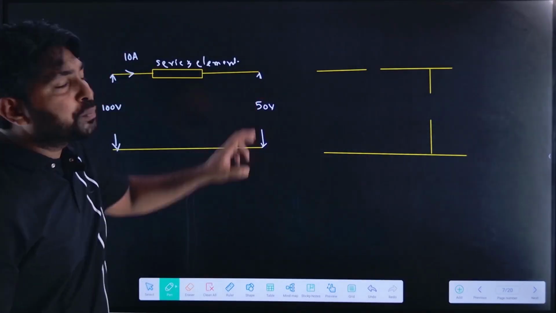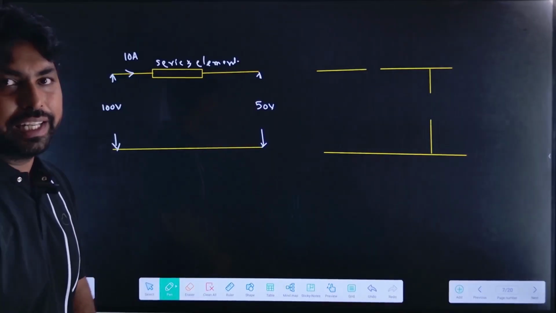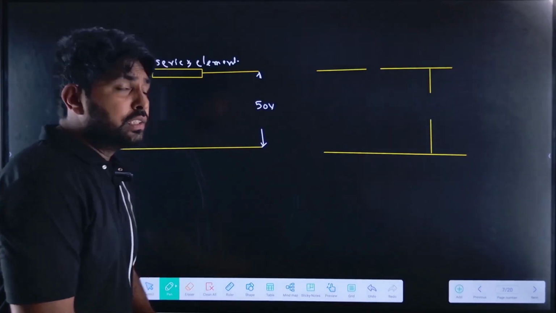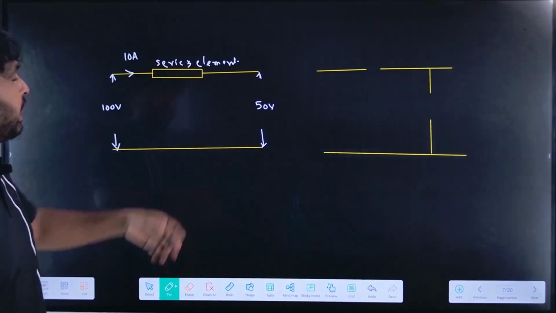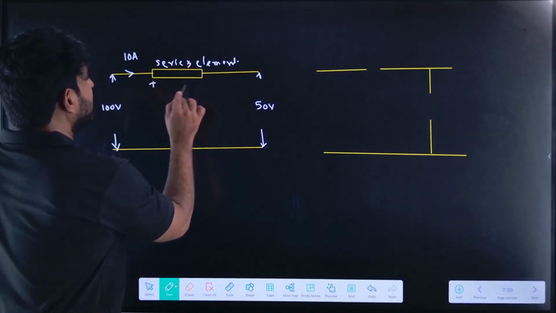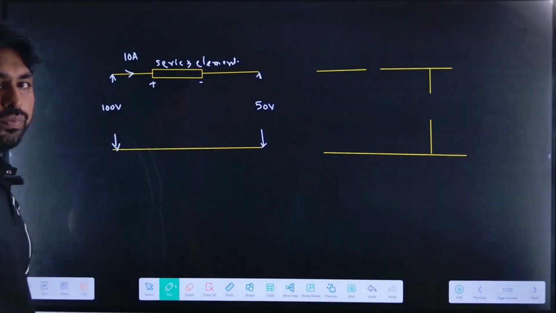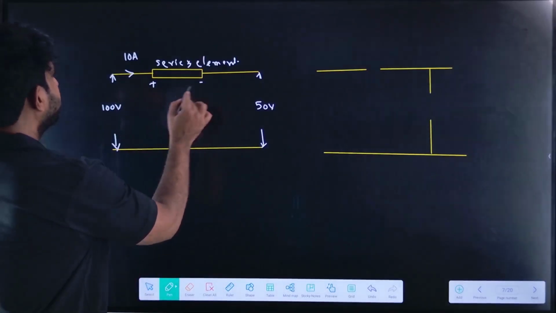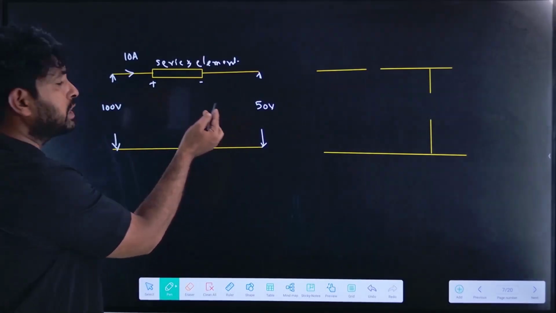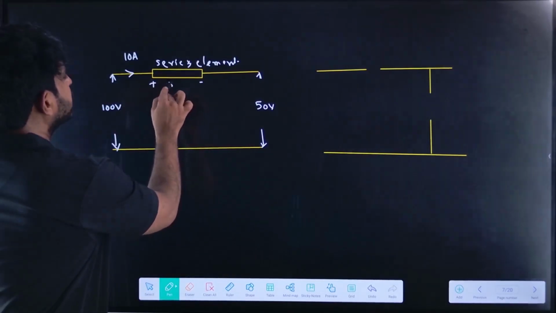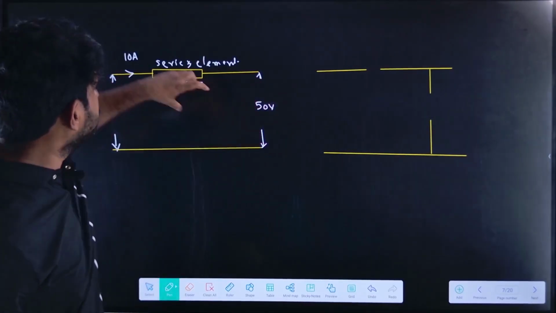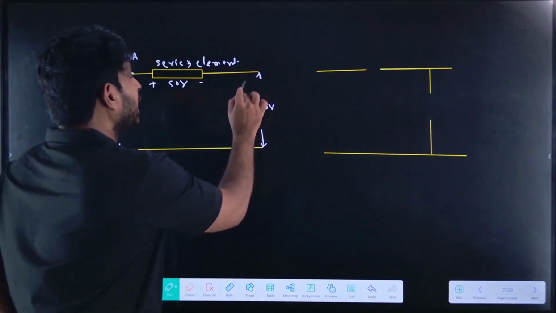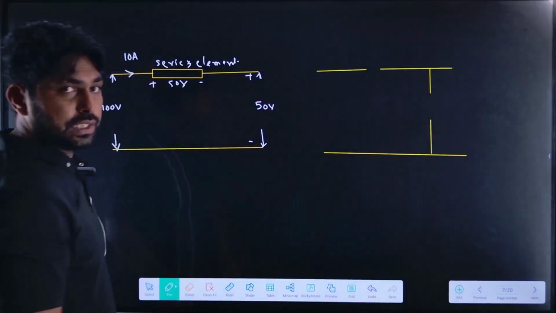So to get the output voltage of 50 volts, what is the condition? The series element should dissipate some voltage across it. How much should it dissipate? 50 volts should be dissipated, so that the load has 50 volts. 50 volts plus 50 volts is 100 volts. So this is the case, right?